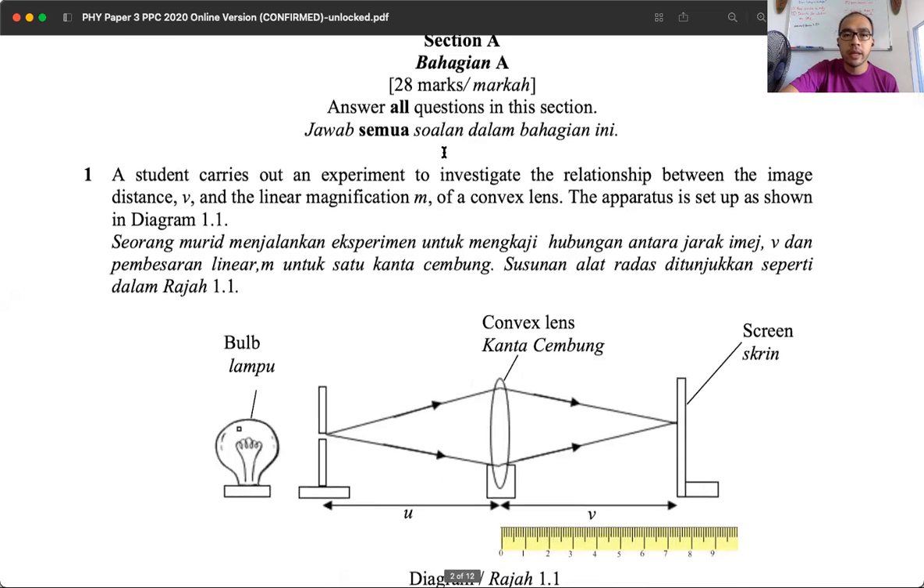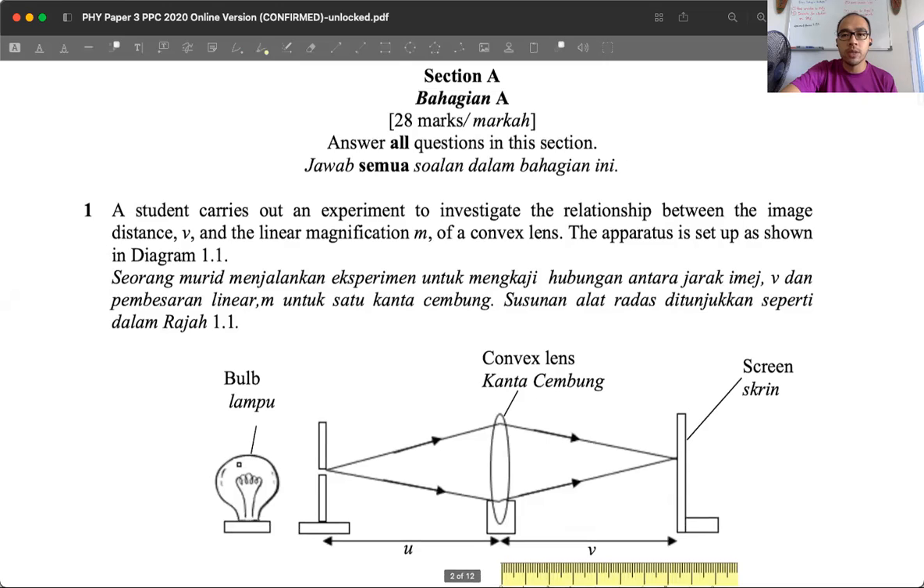Student carries out an experiment to investigate the relationship between the image distance and the linear magnification. Because of that, this is obviously the manipulated variable and the responding variable. Cuma mana satu kita belum tahu lah. It could be that the image distance is responding, linear magnification is manipulated, we don't know. But we know that these are the two words that you want to put in. Image distance and linear magnification.